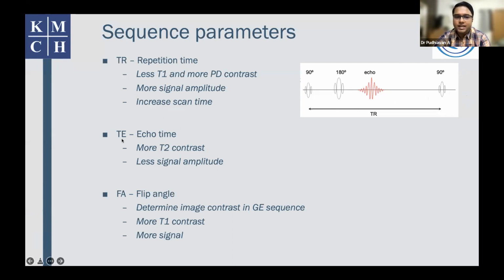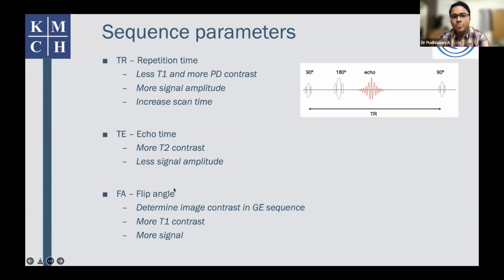Coming to TE time, or the time to echo. If you increase the TE time, there will be more T2 contrast. And with increasing TE time, the signal amplitude will also start to drop. This is because with increasing time, the free induction decay happens much faster, and you are left with very little signal to rephase.